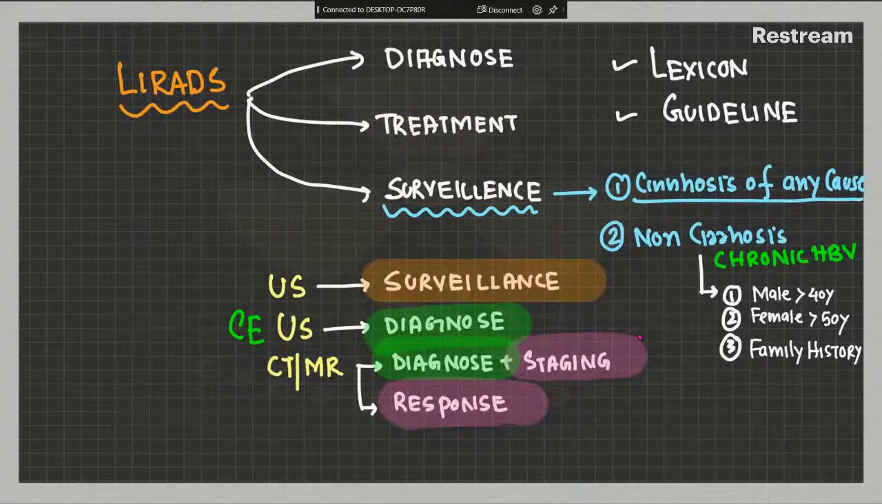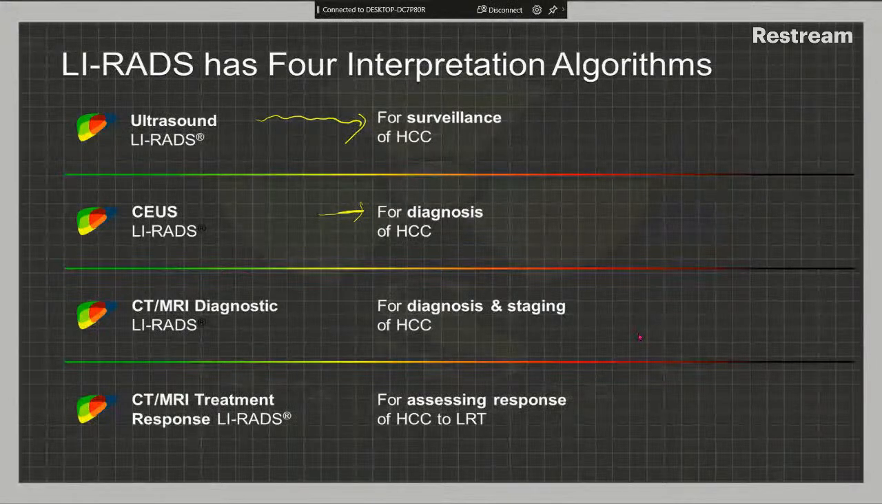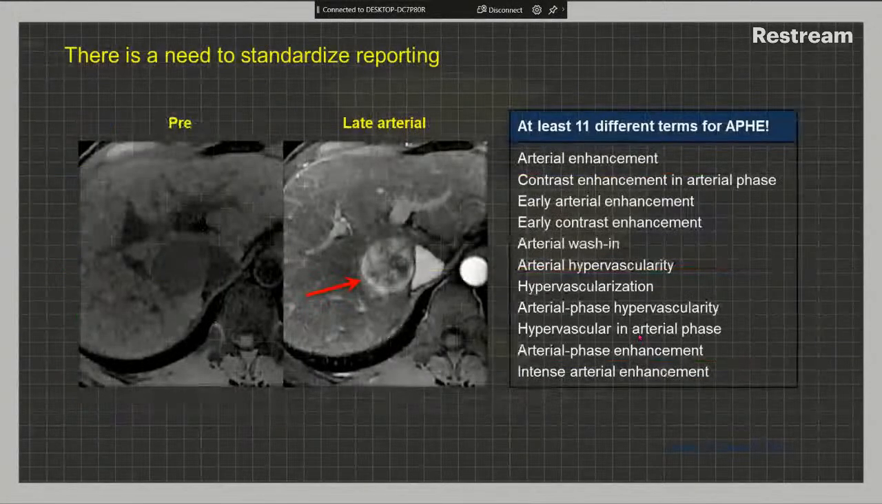Coming back to LI-RADS, the main focus of today is LI-RADS. I have already told that it includes these four imaging modalities: ultrasound, contrast-enhanced ultrasound, CT, MR. Told already, cirrhosis, non-cirrhosis, these are the risk factors. Hepatitis B virus, family history, you have to screen. This is the LI-RADS guideline. I've told already ultrasound is only used for surveillance. Contrast-enhanced ultrasound you can use for diagnosis, but not staging. For staging, diagnosis as well as response, CT and MR. That means CT and MR are the investigation of choice in case of hepatocellular carcinoma.